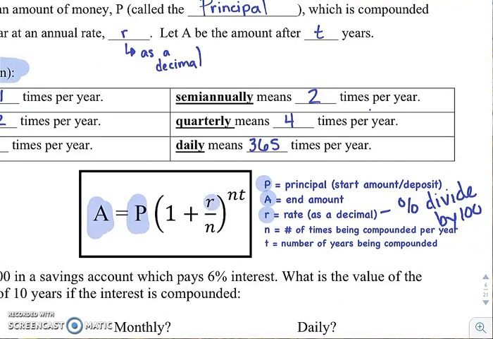So that's your rate. Now the N, the number of times it's being compounded, is actually going to be used twice, in the denominator there and in your exponent. So N is the number of times per year your money is being compounded or earning interest. And then T is your time. So that's the number of years being compounded. So that's the time spent in the account or in the bank or wherever you have that money.